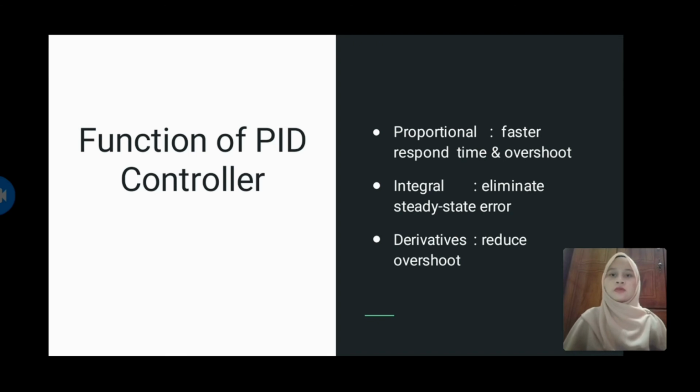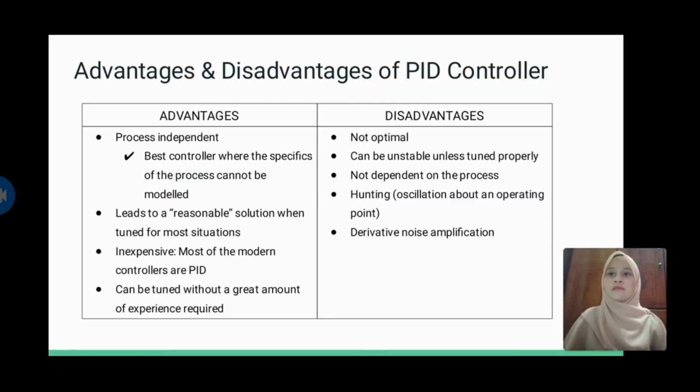Firstly, proportional gives faster response time but overshoot, then integral will eliminate steady state error, and then derivative is to reduce overshoot. So these are the advantages and disadvantages of the PID controller. The advantage is that it is process independent. It also leads to a reasonable solution when tuned for most situations. It's also inexpensive because most modern controllers are PID. It also can be tuned without a great amount of experience required.